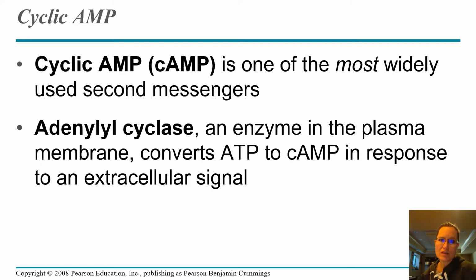A little bit about those: cyclic AMP is ATP with two phosphates removed, and it's cyclic because molecularly it's a circle. Adenylyl cyclase is an enzyme in the plasma membrane that converts the ATP to cAMP. If you flip back to the previous slides, it was when we talked about the G protein, the first one, the three extracellular receptors. That was the enzyme in that picture.